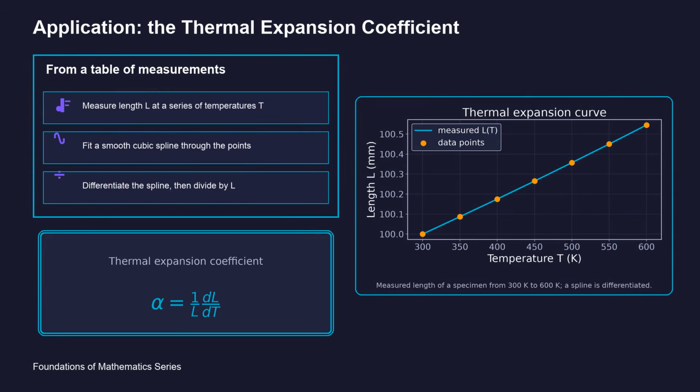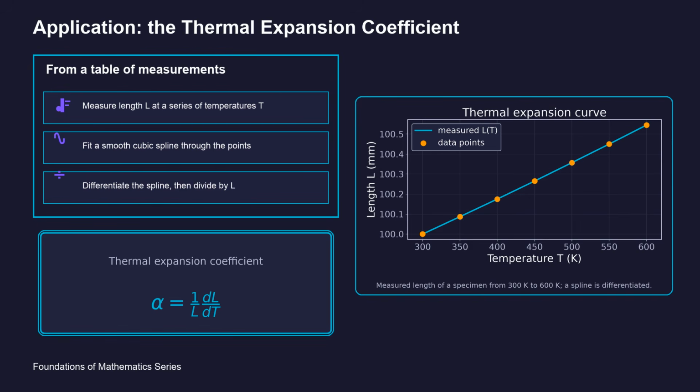Here is what all of this is for. The thermal expansion coefficient alpha of a material is defined as the rate of change of length L with respect to temperature T, normalized by the length itself. Alpha equals 1 over L times dL by dT.